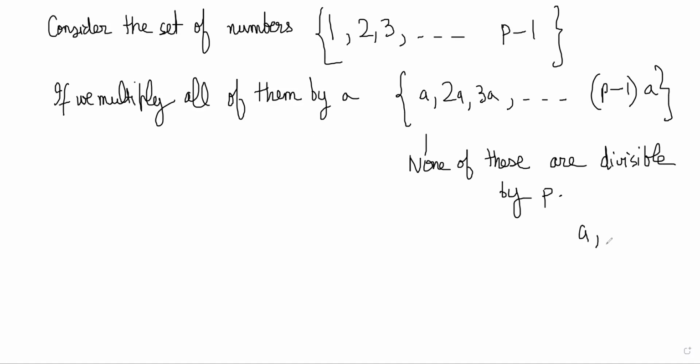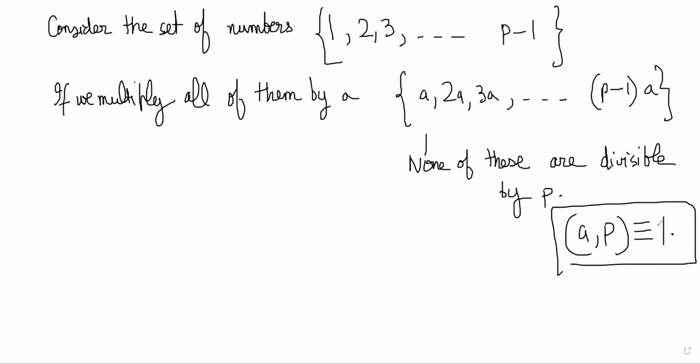Why? Because A and P had GCD equal to 1. They had no common factors. So multiplying by A doesn't change anything. And what were we multiplying? We were multiplying 1, 2, 3 till P minus 1, which were anyway co-prime with P, right? There are no common factors with P. So the overall product also has no common factors, because you have simply multiplied with A.